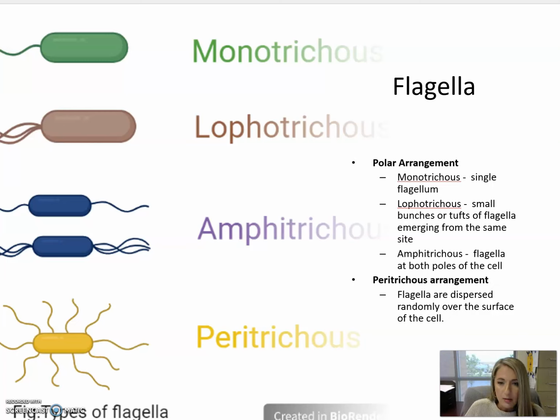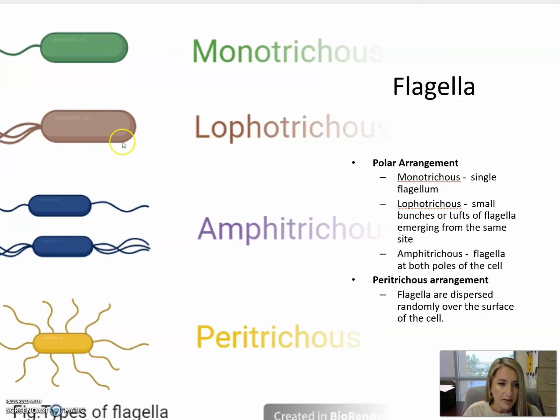So with bacteria, they can sometimes have a single flagella. If that is true for a particular bacteria, then we say that that bacteria has monotrichous flagella arrangement. So this bacteria up here would have monotrichous flagella arrangement, and that is noted from a single flagella sticking out of the bacterial cell. Some bacteria have what we call a lophotrichous flagella arrangement, which means that they have numerous flagella originating from the same site.